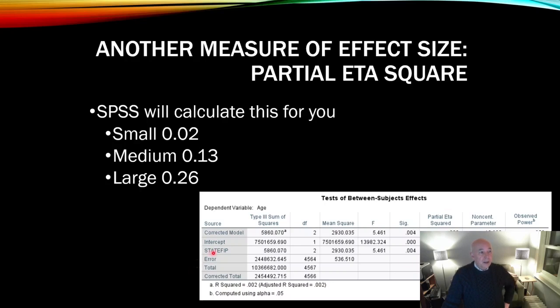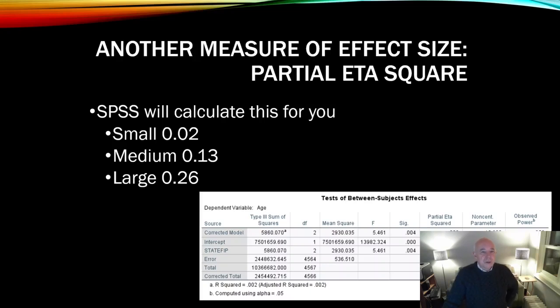For this particular one, state FIPS, 0.002 would be a small effect. So what we found is essentially a small effect. Now, don't be upset if it's a small effect. Don't be upset if it's a medium effect. I almost never get large effects.